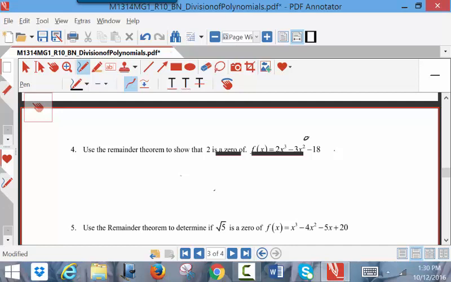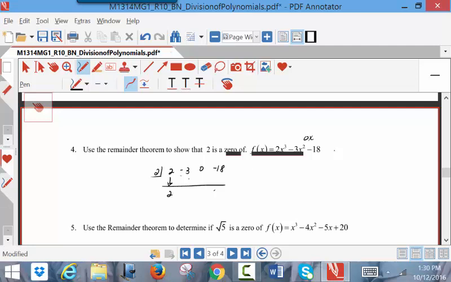Okay, but I need a 0x, right? I have x cubed, I have x squared, I don't have x. Okay, so I put 2 in here, and I'm going through a 2x cubed, a negative 3x squared, a 0x, and a negative 18. Drop the 2, the first 2. That is what it says, right?